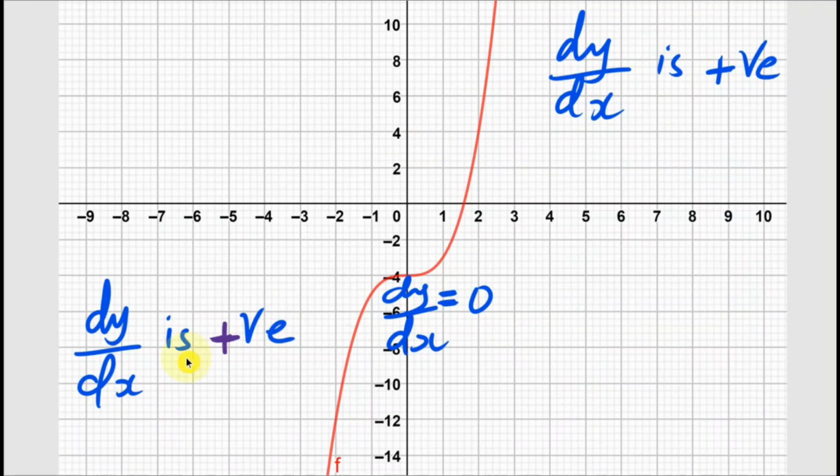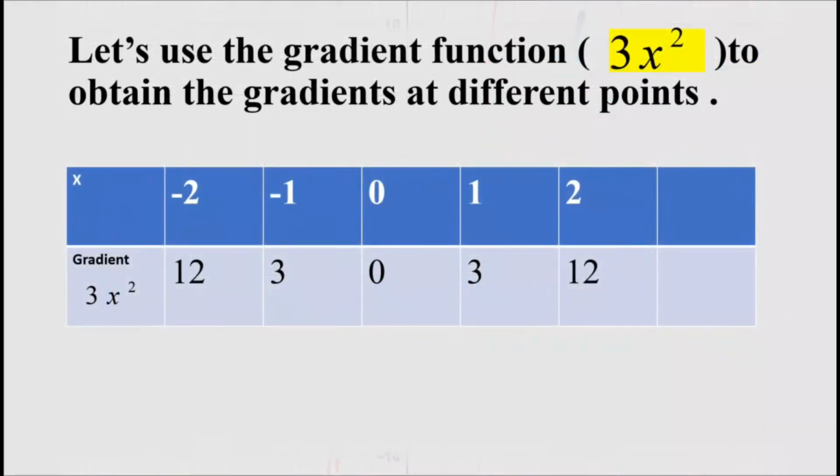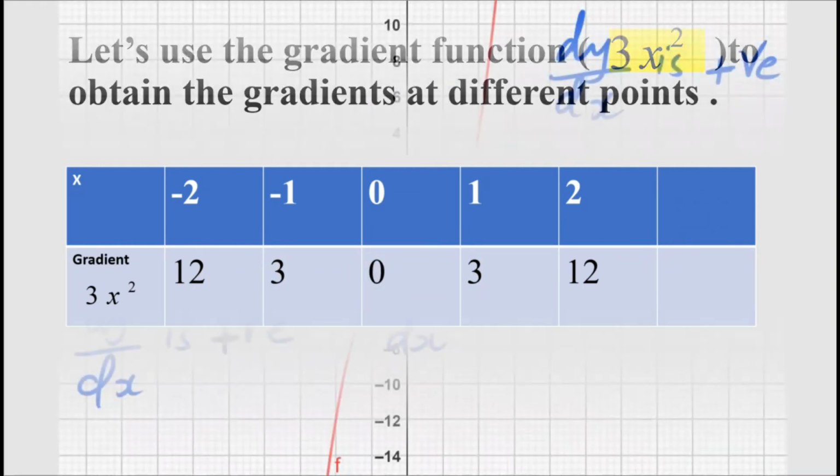So you can see on this side, the gradient changes from positive through 0 to positive, and that one can be seen properly when you look at this table of values, because this one represents also the gradient. So you can see the gradient is positive, then 0, then positive. So the same way the curve is displaying.